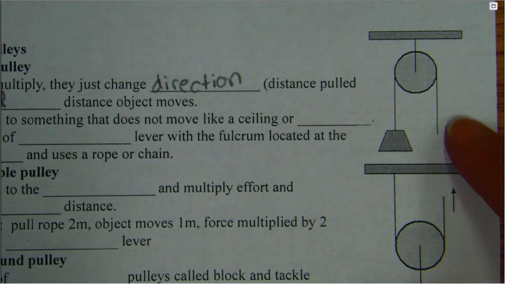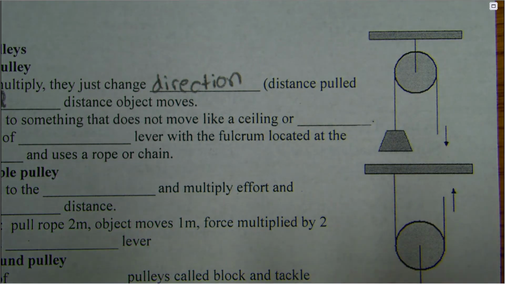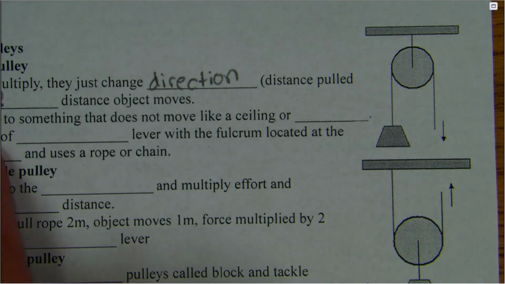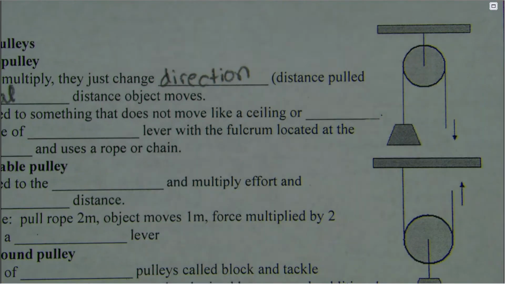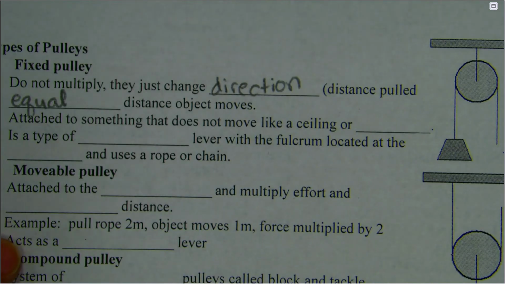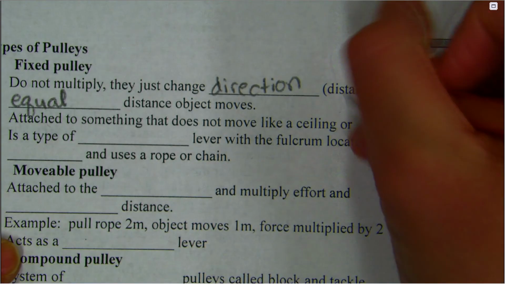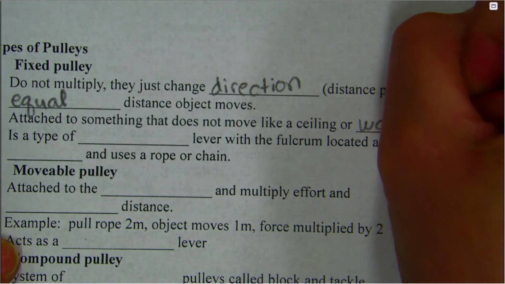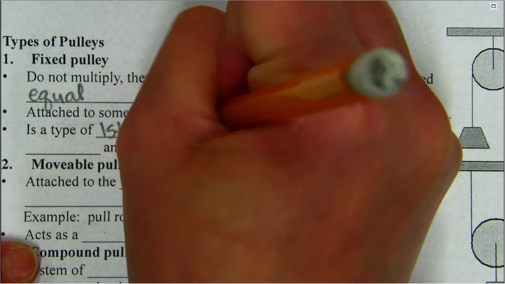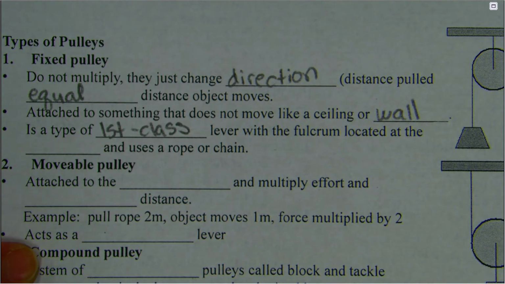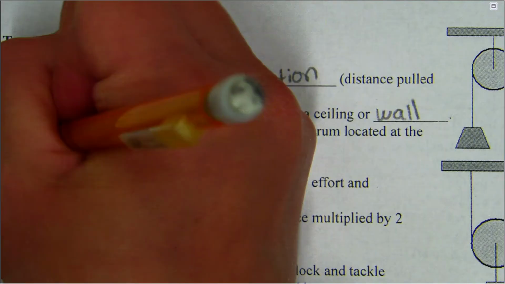All right, so here's a picture which I found, and this is showing you your fixed pulley. A fixed pulley is attached to something and it does not move at all, or whatever it's attached to is not moving, like a ceiling or the wall. Okay, so it's attached to something that doesn't move. It is a type of first-class lever with the fulcrum located at the axis, and it uses ropes or chains.